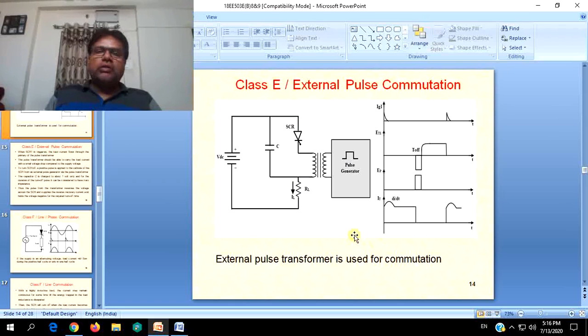Now when you want to turn off the SCR, it is not automatic like resonant commutation or the previous complementary and class D types of commutation. Here, a pulse of high magnitude and short duration will be generated by a pulse generator and applied to the winding of the transformer, which is the secondary in this case when seen from the circuit, completing the circuit, and this pulse will be applied in reverse.